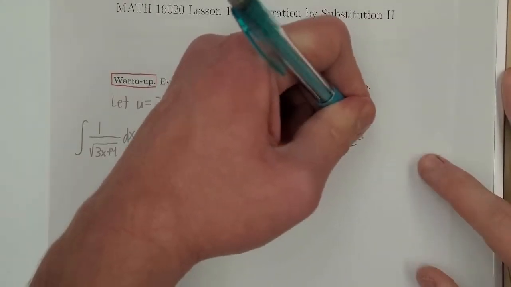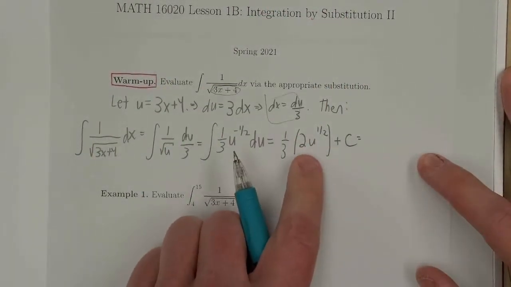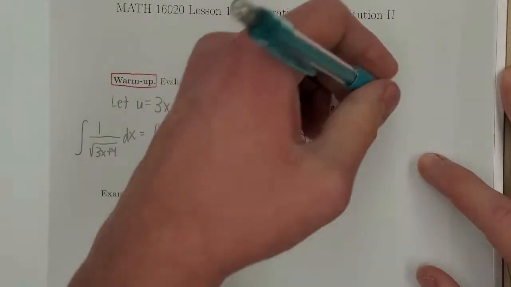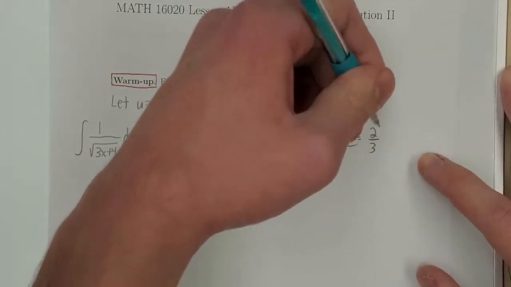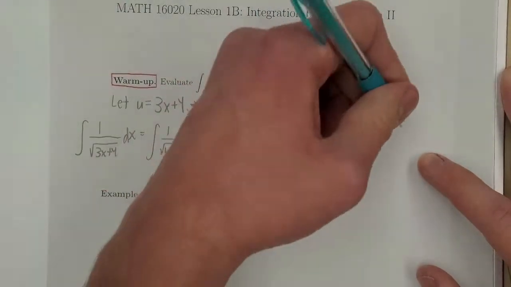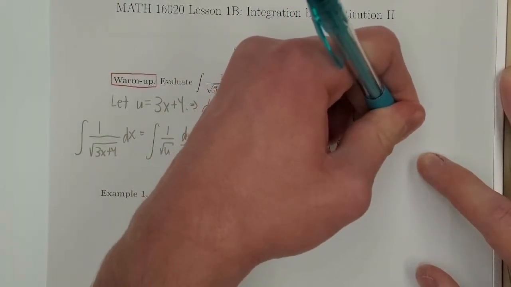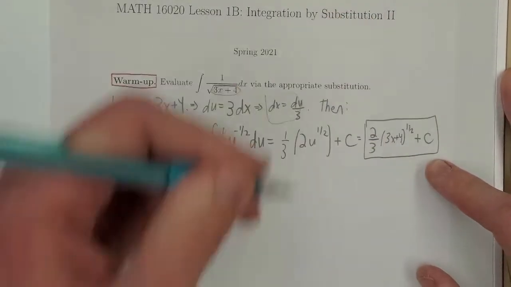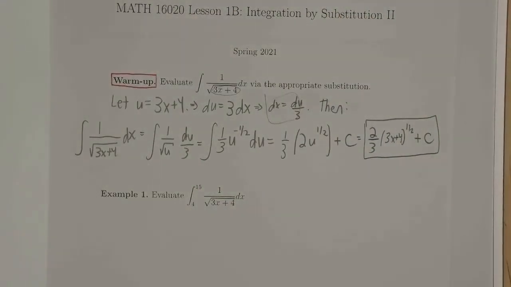So, in this case, remember, our final answer needs to be in terms of the original variable. So we must have 2/3 times u, which is 3x plus 4, to the power of 1/2 plus c. Okay? So, just a quick little refresher from last time. Nothing too crazy so far, so any questions on that?